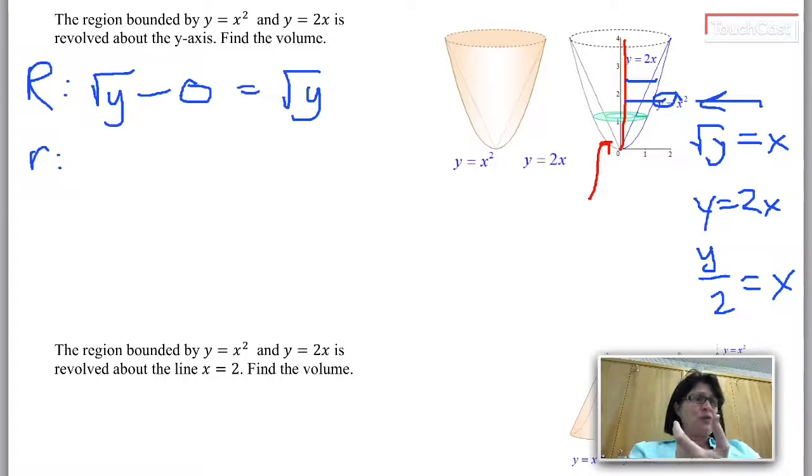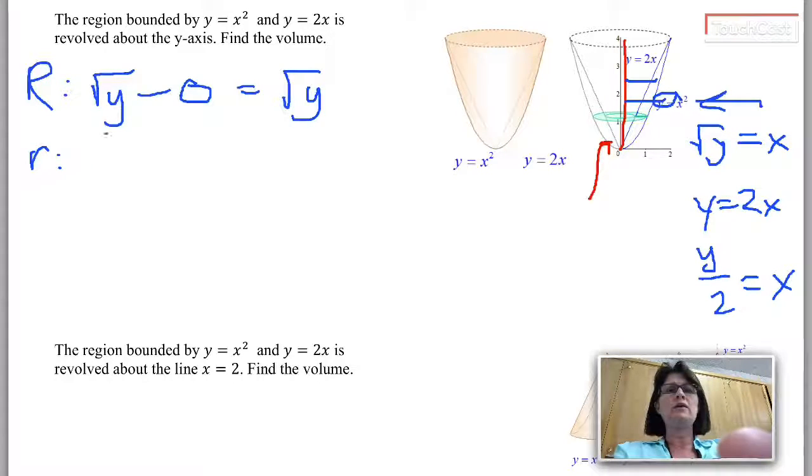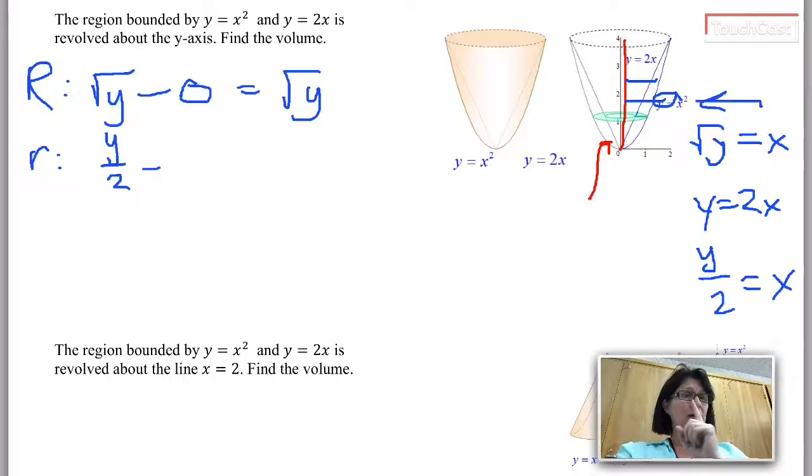Again, this blue radius is horizontal. I'm going to subtract right x minus left x. Right x is y over 2, minus the left x, that's where I started, and my axis of revolution was the place where x equals 0. So I'm going to again have a minus 0. This is just y over 2. Now I have an expression for both of my radii.